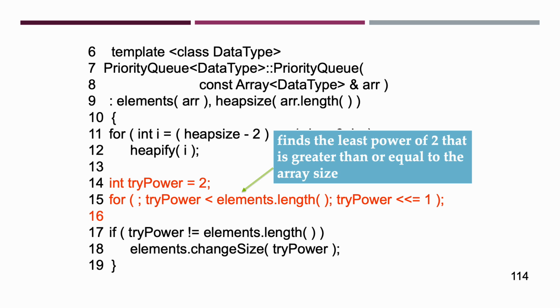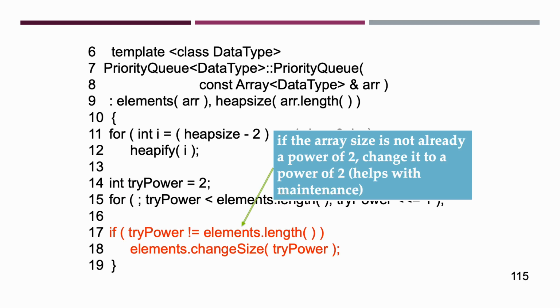Then these two lines find the least power of 2 that is greater than or equal to the array size. Then lines 17 and 18 check if the array size is not already a power of 2, then change it to a power of 2, which helps with maintenance.